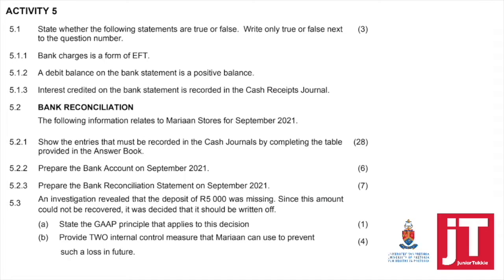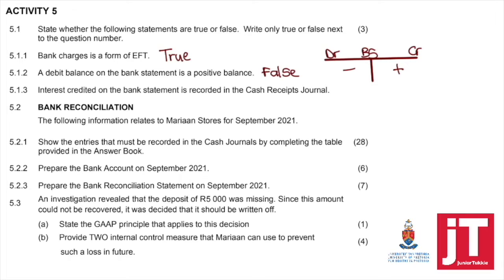If I start with the first question, state whether the following statements are true or false. Write only true or false next to the question number. The first question, bank charges is a form of EFT. This is true. A debit balance on the bank statement is a positive balance. This is false. On a bank statement, credit means positive, debit means negative.